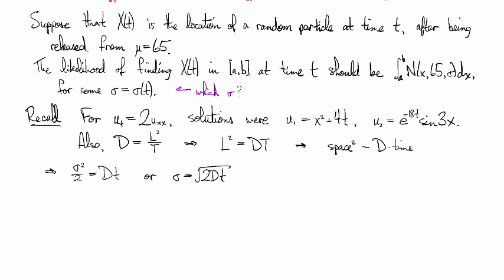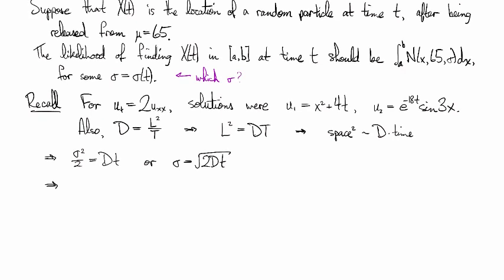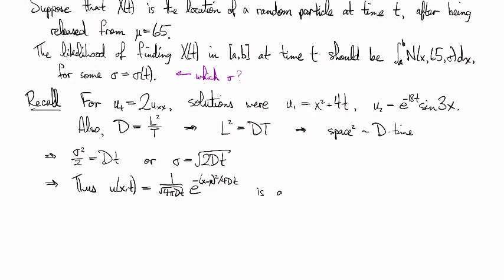So if we make that substitution in the formula that we had before, then we get the following solution of the heat equation: 1 over the square root of 4 pi Dt, e to the minus (x minus mu) squared over 4Dt. This will be a solution of our general heat equation. Okay, so we'll talk more about this one in the next video.